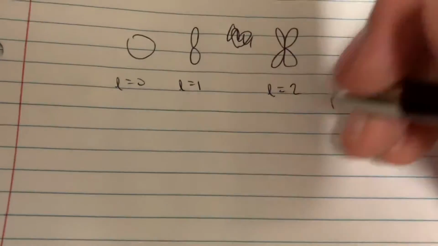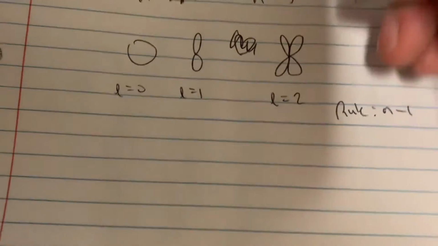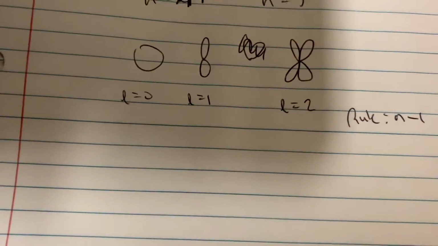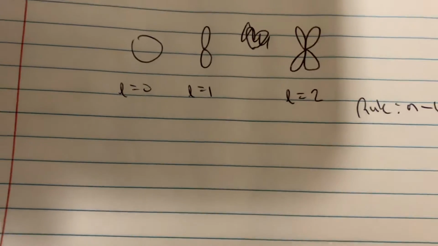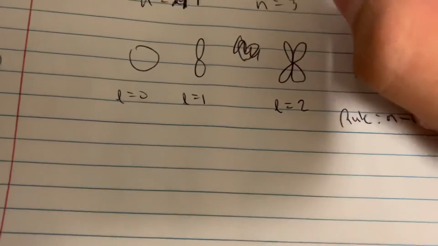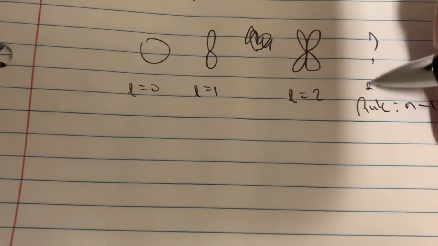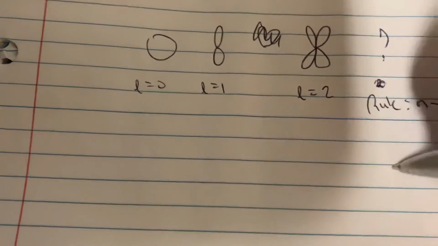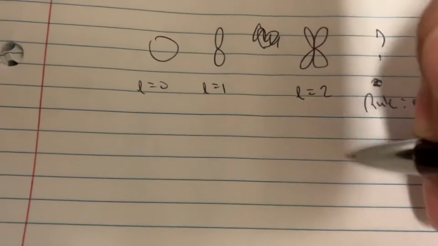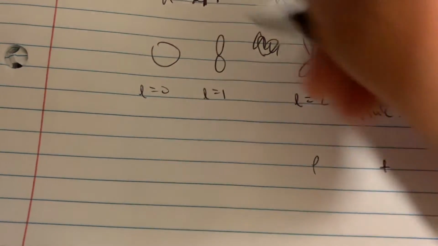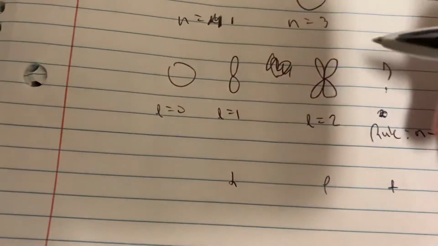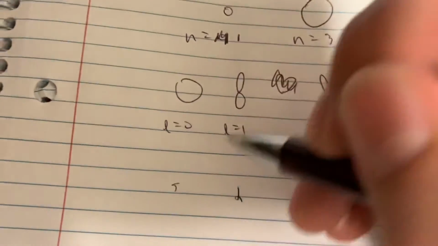Now, one thing is that L can be greater than 2, but it won't have a specific shape because it's just too complicated. So when this happens, it's going to be called an F orbital right there. I'll put it down here, F orbital. A clover right here is going to be a P orbital. A dumbbell is going to be a D orbital, and a sphere is going to be an S orbital.